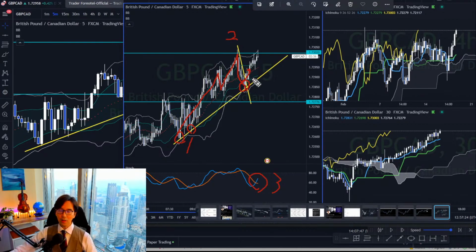So I took that, and also the stochastic gold cross. I took the stochastic gold cross, and not only that, this is not a simple gold cross, but this was divergence. If you look at the lows on stochastics, the lows are at the same level, but in price action, the lows are clearly higher, and this is, how to say, divergence. So I took that also as a third confirmation.